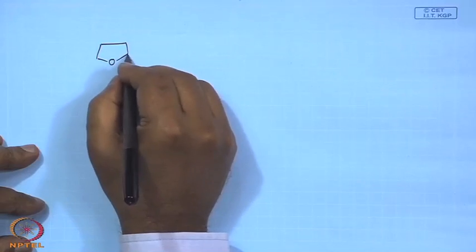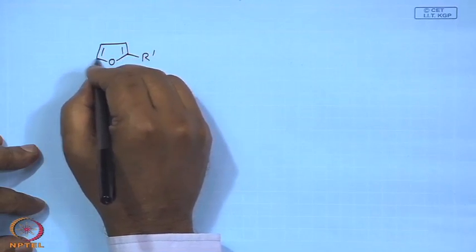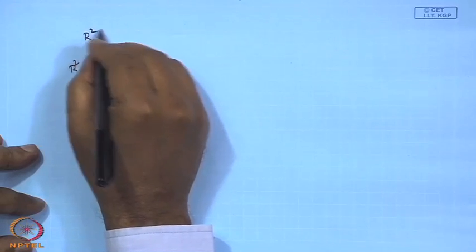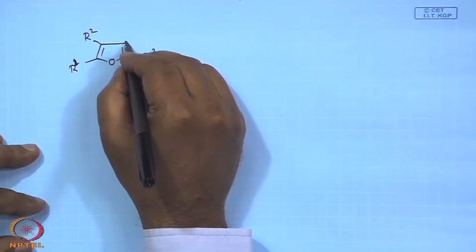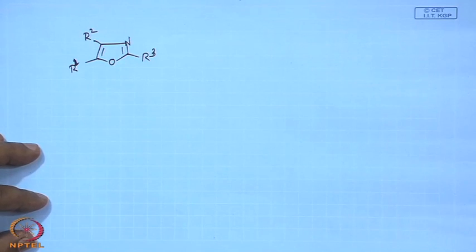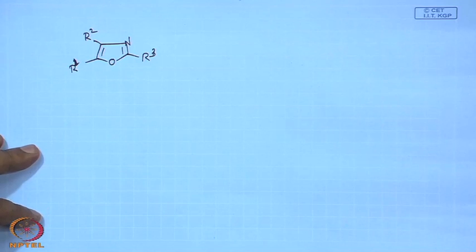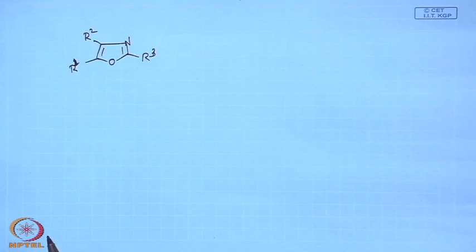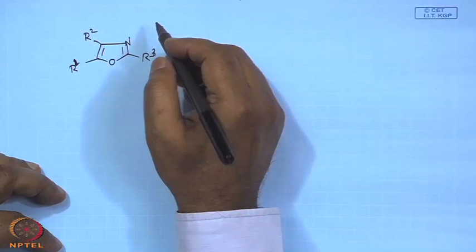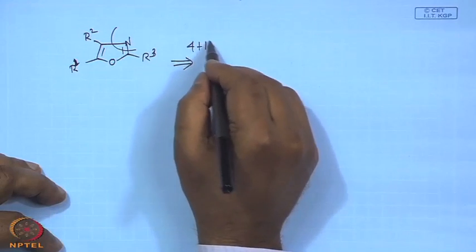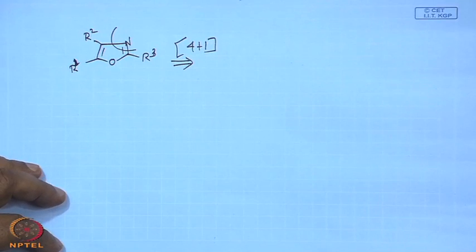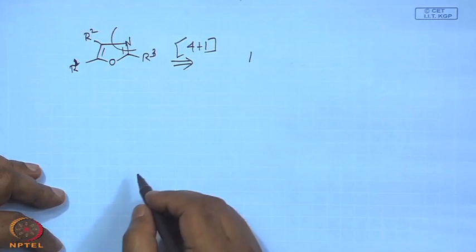Let us say you have an oxazole, once again writing the same thing here: R3, R1, R2, and this nitrogen. Now you want to break it in a 4+1 way. So how would it look? It will look like this.